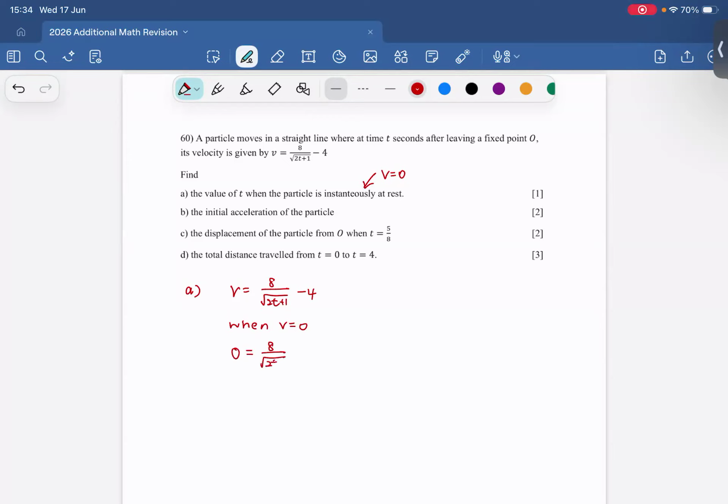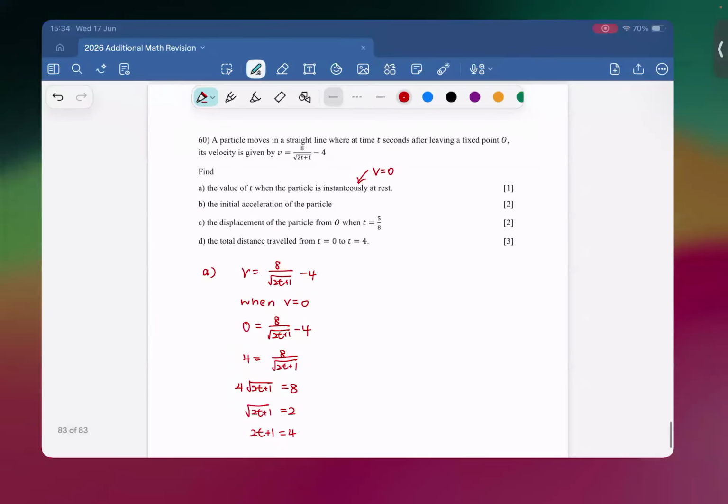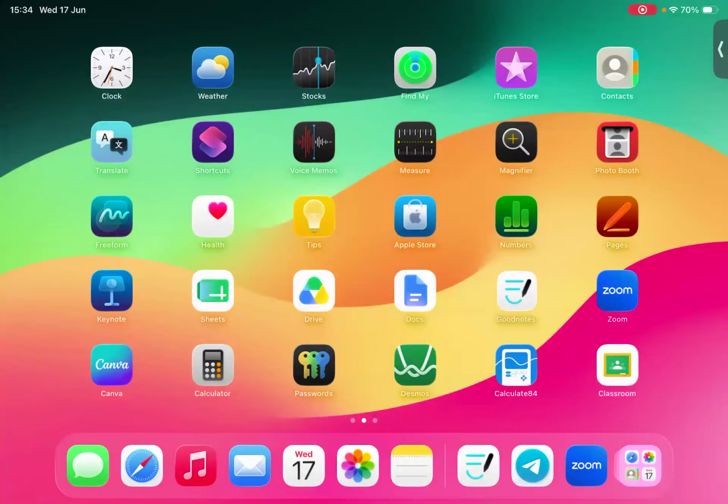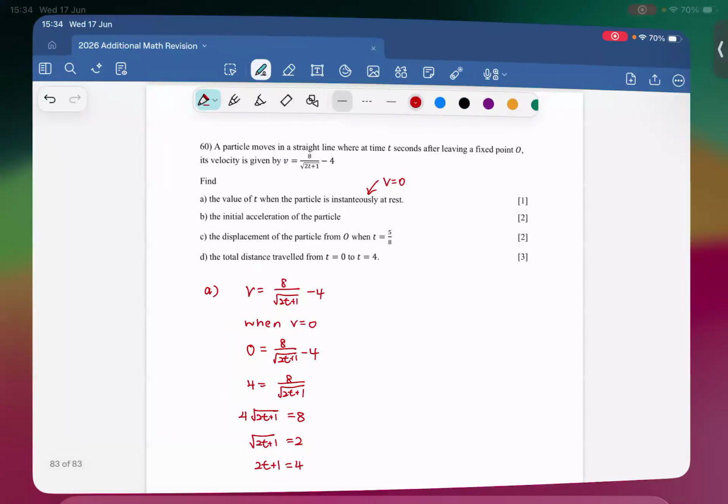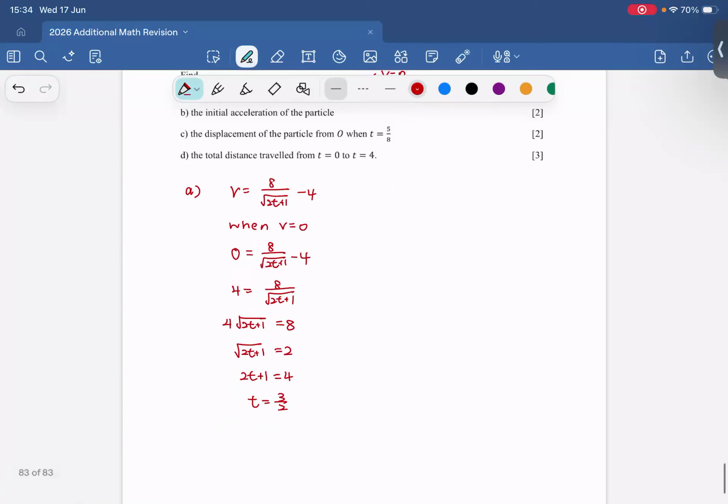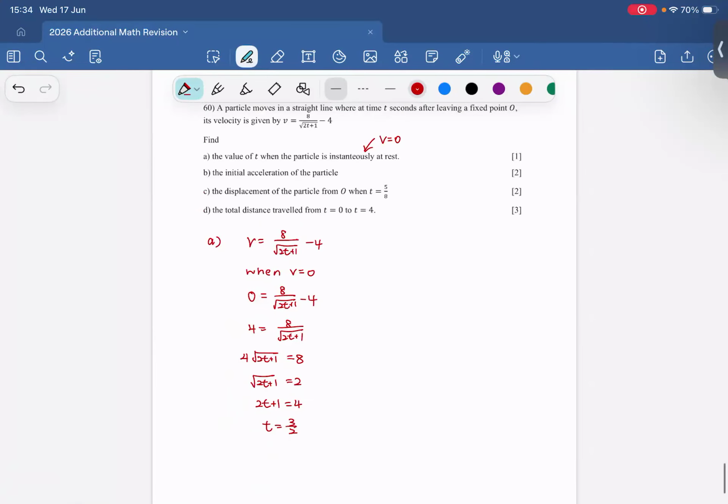So bring the 4 over. Cross multiply. Divide by 4. Square both sides. Bring the 1 over, then divide by 2. So at t equals to 3/2 is instantaneously at rest. It is when the object actually turns.